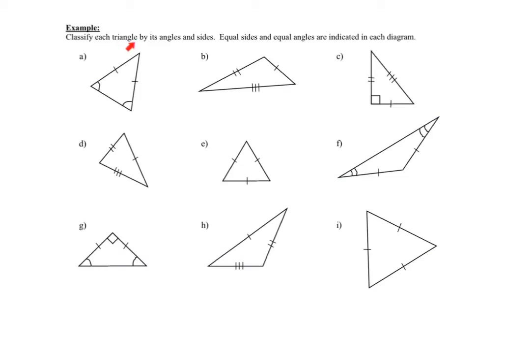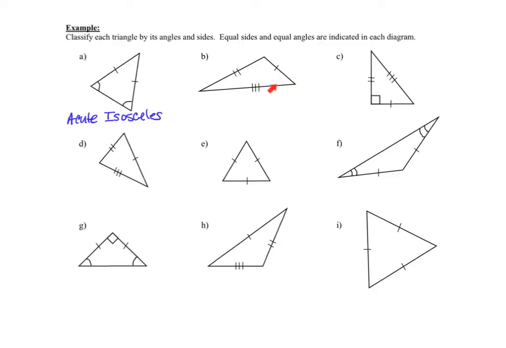Now let's classify each of these triangles by their angles and sides. Equal sides and equal angles are indicated in each diagram. Each of these is going to have two names, a name for its angles and a name for its sides. So for example, this one would be an acute isosceles. I know it's acute because this angle is less than 90, and so are these ones. And I know it's an isosceles triangle because these two sides are congruent, and isosceles triangles have two congruent sides.